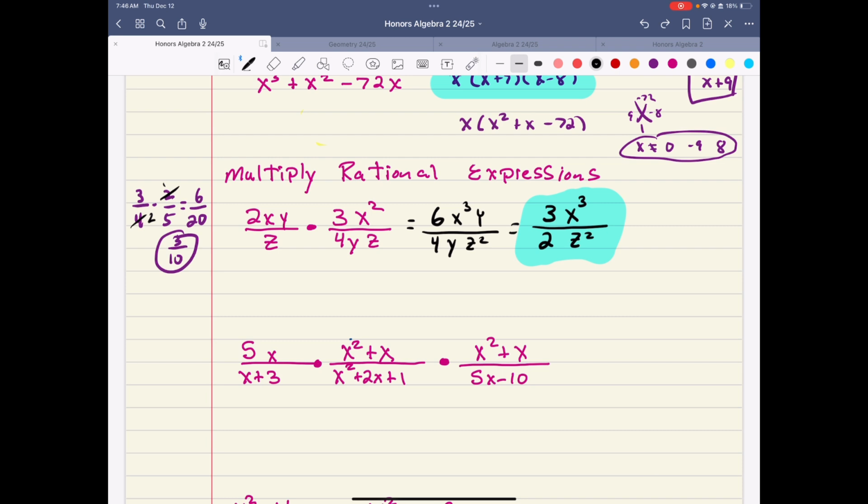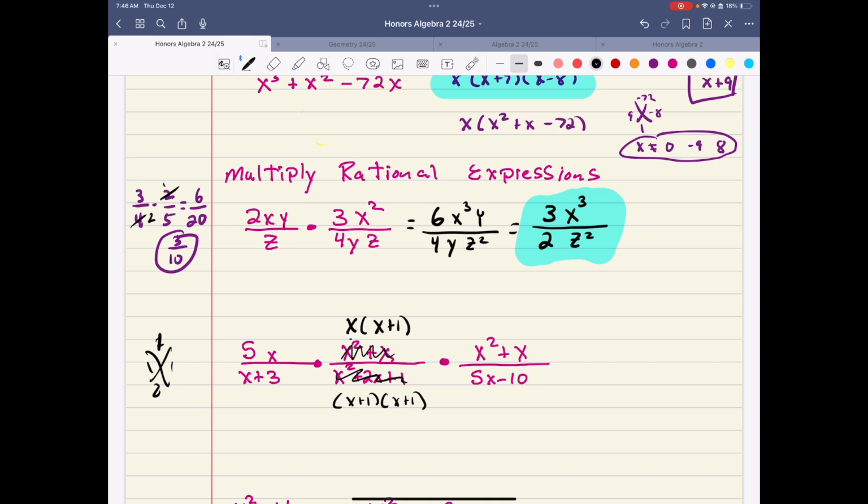If I have x squared plus x, I can take an x out of there, and that leaves me with x plus 1. Now x squared plus 2x plus 1. I think that's x plus 1 times x plus 1. If you needed to do the 1 and the 2, the 1 and the 1, then that's what you have to do. So I've got that factored.